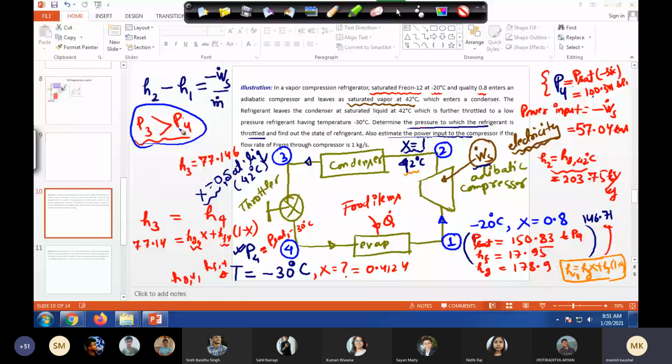Think about it. We need to increase the temperature of the gas greater than the atmospheric temperature, so that the heat transfers from the condenser to the atmosphere. Very good. Yes.